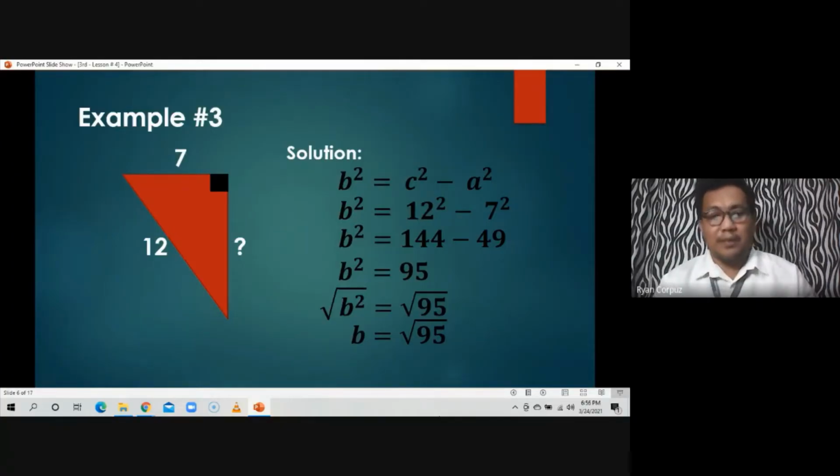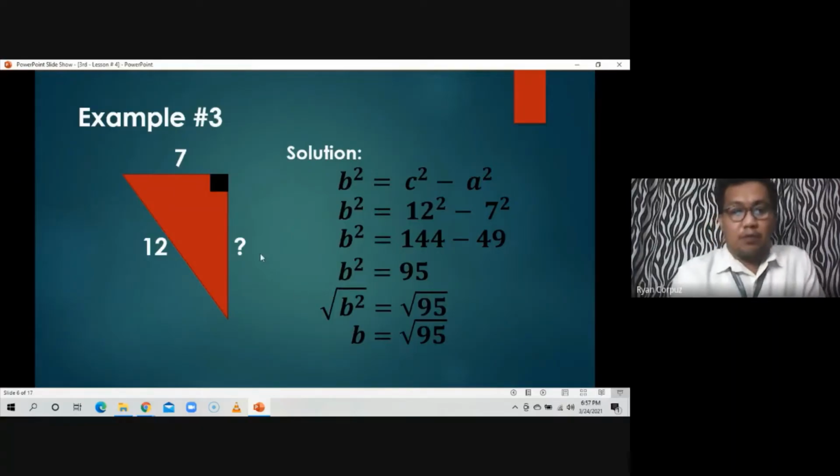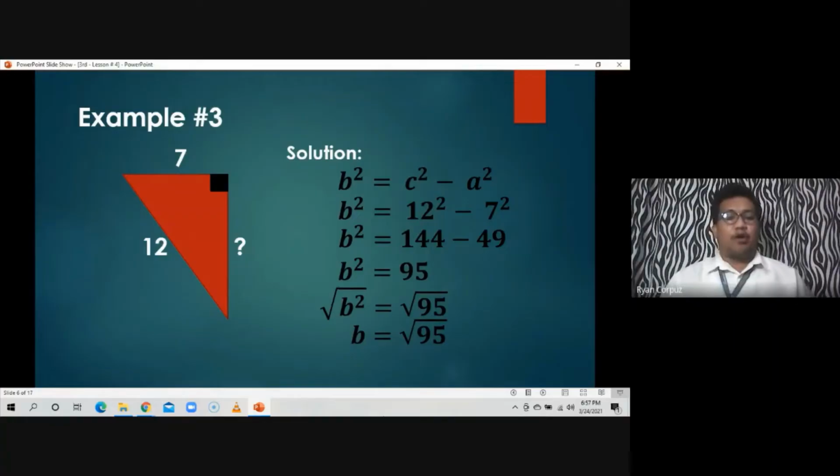So nasa around 9 point something yung measure of B. When you use the calculator and you get the value of the square root of 95, it's a 9 point something. Siguro nasa 9.6, 9.7 or 9.8, nasa mga ganun yung value of B. So it's true pa rin, since longer leg yon, mas malaki dapat siya, and hindi na nalagpasan yung measure of the hypotenuse. So that's how we answer example number 3. Any questions there?